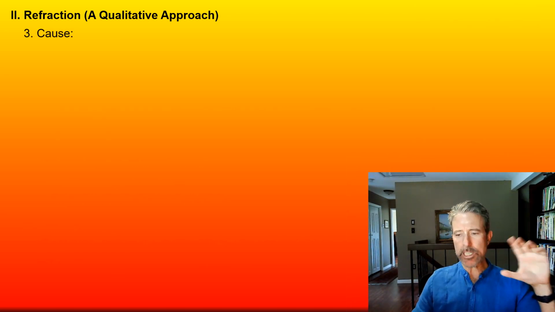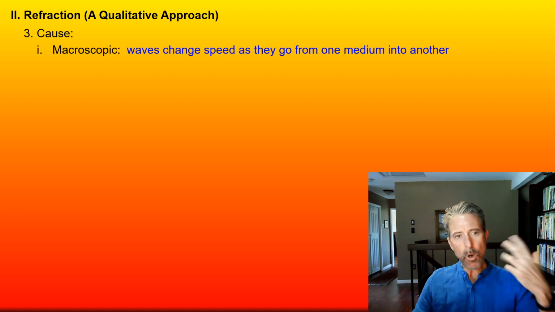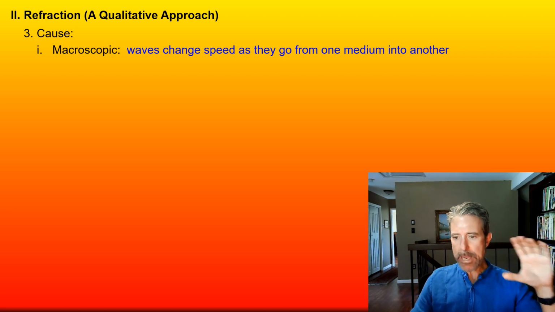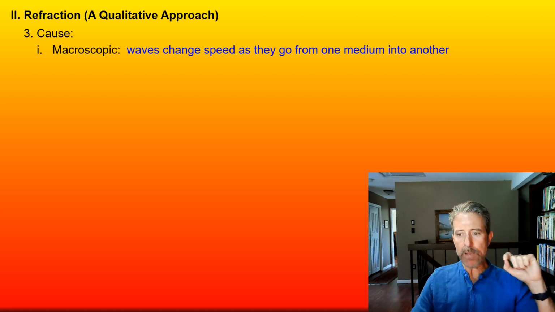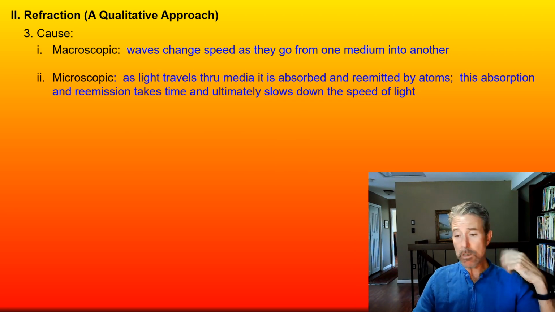So what would actually cause light waves to bend when they enter a new medium? Well, if we want to explain this macroscopically, we can say very simply that the cause of the refraction, the cause of the bending, is due to the fact that the waves change speed as they go from one medium into another. And it's this change in wave speed that causes the direction of the ray, the direction of the wave, to change as it enters a new medium.